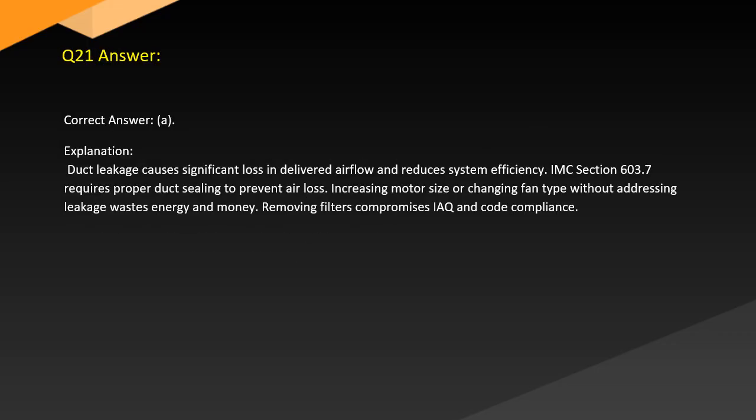Answer. Correct answer, A. Explanation. Duct leakage causes significant loss in delivered airflow and reduces system efficiency. IMC Section 603.7 requires proper duct sealing to prevent air loss. Increasing motor size or changing fan type without addressing leakage wastes energy and money. Removing filters compromises code compliance.